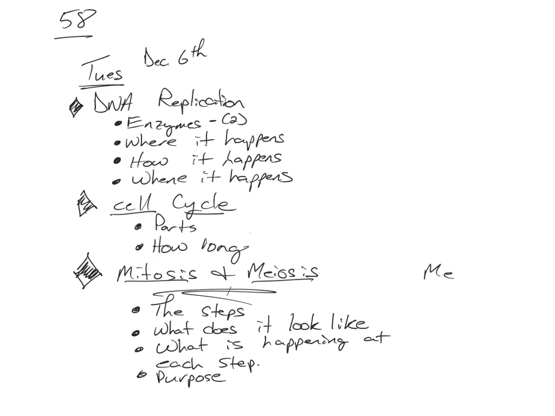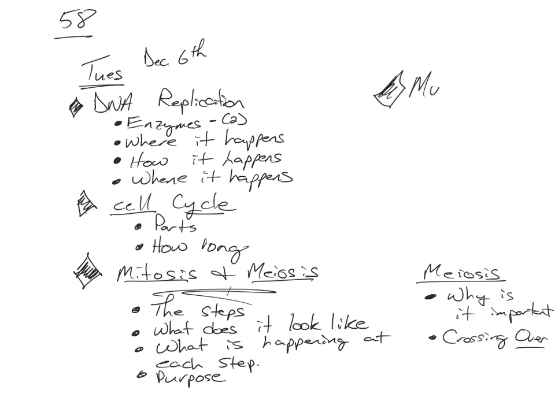And for meiosis, and this is kind of an aside, it's a PS for meiosis, you need to understand why it is important. And what is crossing over? What's happening? Why is it happening? All that. Cell cycle, DNA replication. You have to, of course, you'll know, we'll cover mutations.